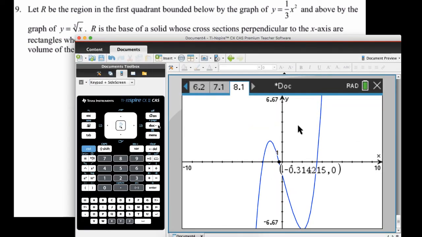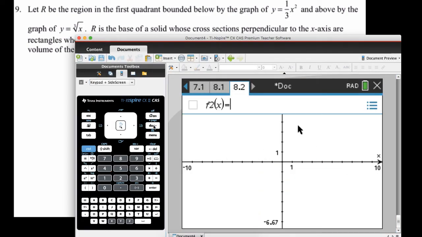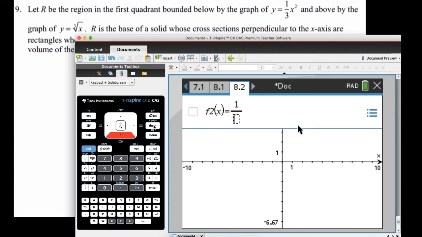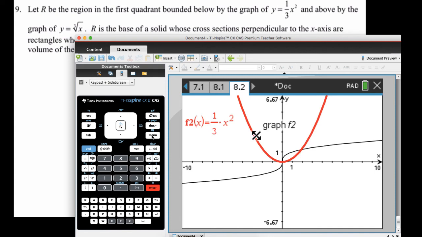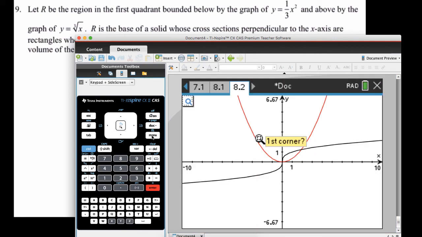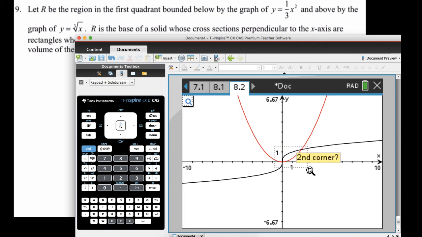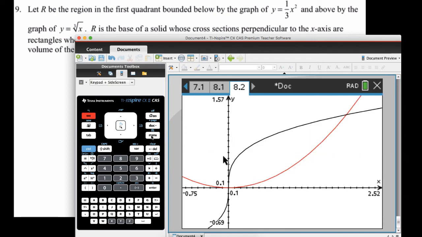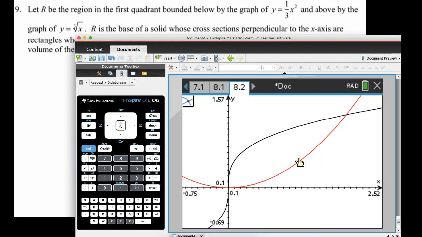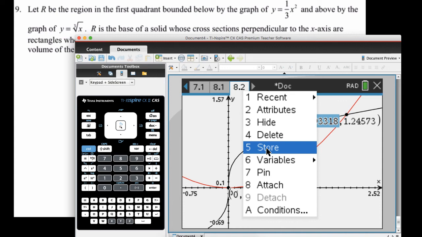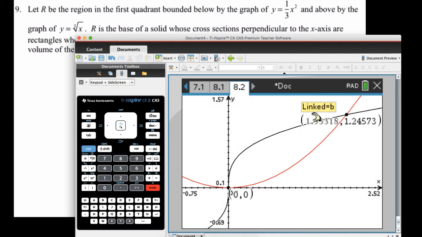I have a really good sense of what this looks like anyway, but doc 4, graph. Okay, so 1/3 x squared. And then cube root of x, I'm going to do x to the 1/3. And then let's zoom box. Click, drag, click. Okay, and let's get an intersection point. Menu 8, 1, 4. Click, click. And while I'm here, I might as well store this. I'm going to store this as B. Okay, and let's see if we can do this.